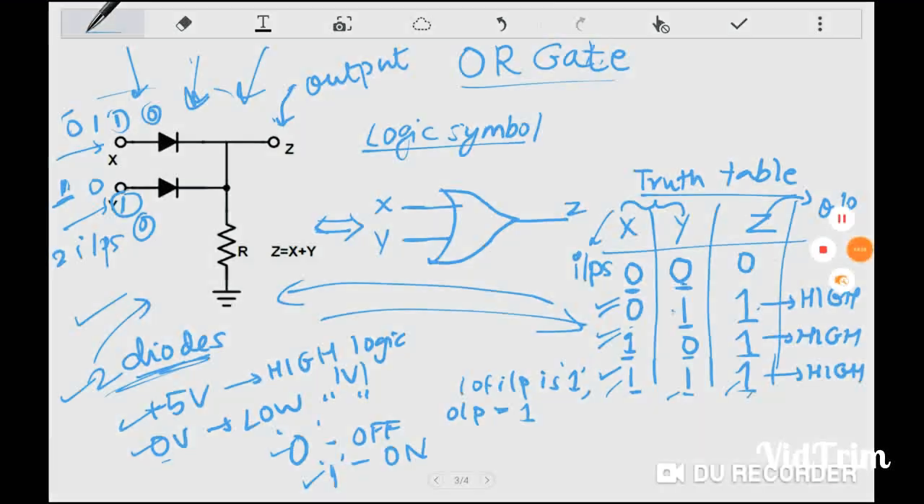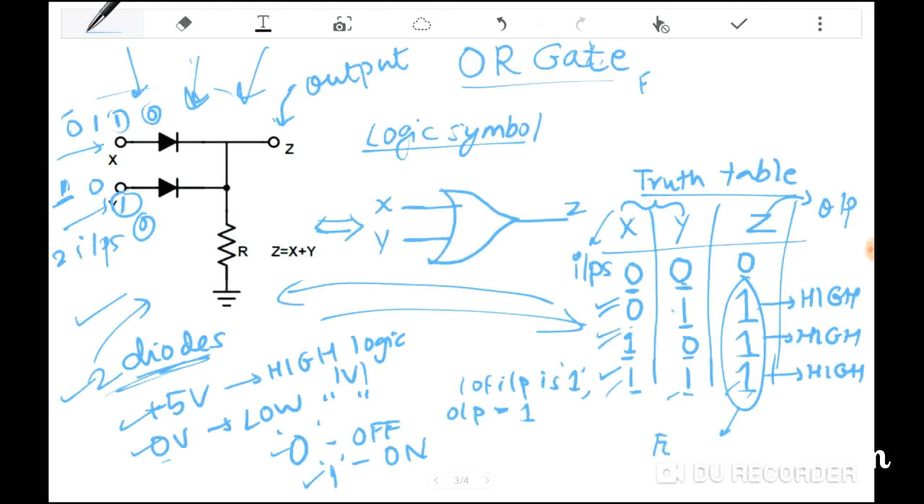The simple reason is this. The condition for getting 1s in the outputs is the forward bias condition. And why did we get this 0 here? This is because of the reverse bias condition. That's correct, reverse bias.